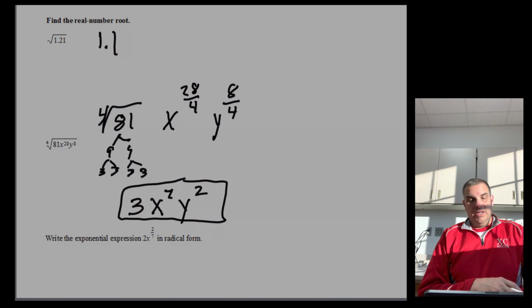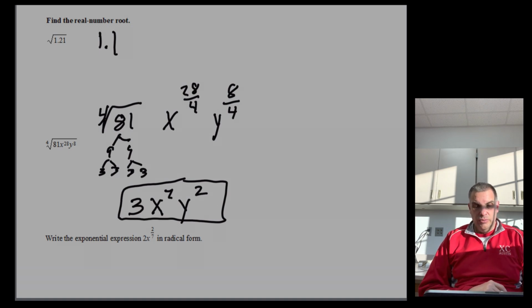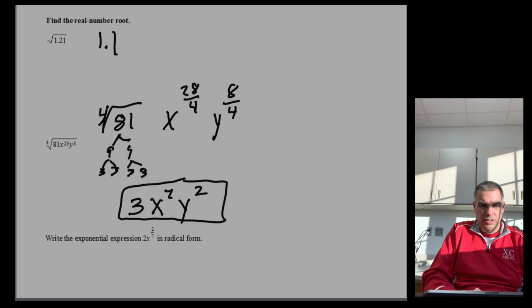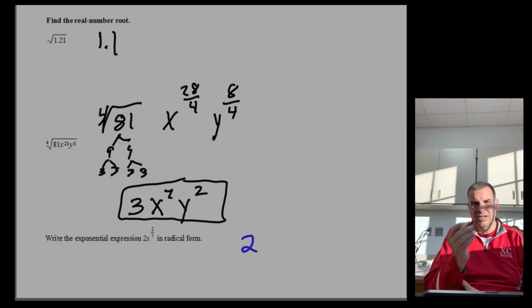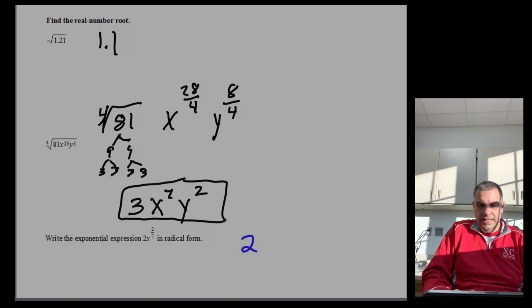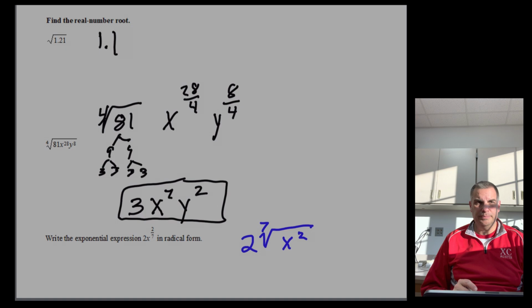For the next one, it says write the exponential expression x to the 2/7 in radical form. So it's in exponential form right now. Now we need to put it in radical form. Now notice what your base is. Your base is the x value. The 2 has nothing to do with your base. The 2 is going to go off by itself. It's not raised to a power, so it's just by itself. The denominator is our index, and then we're going to square the x value.